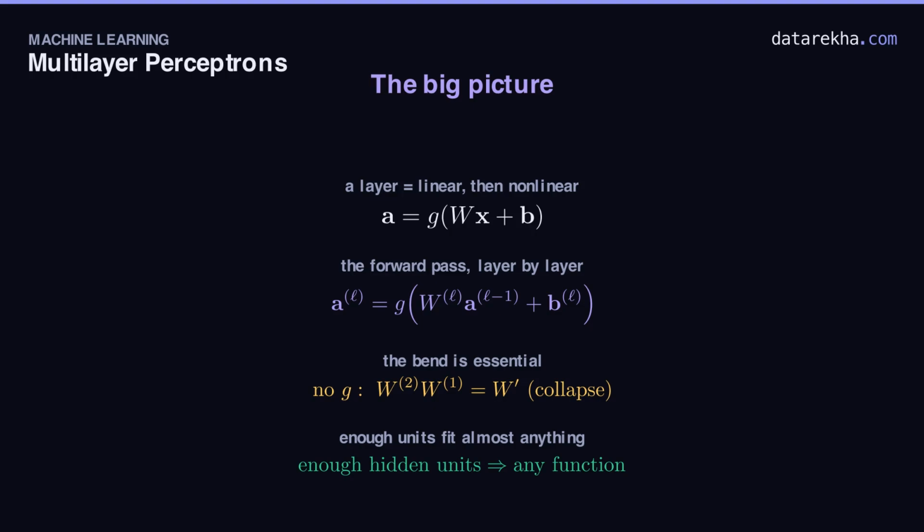One neuron drew a line. Layers of them carve whole landscapes. That is where deep learning begins.